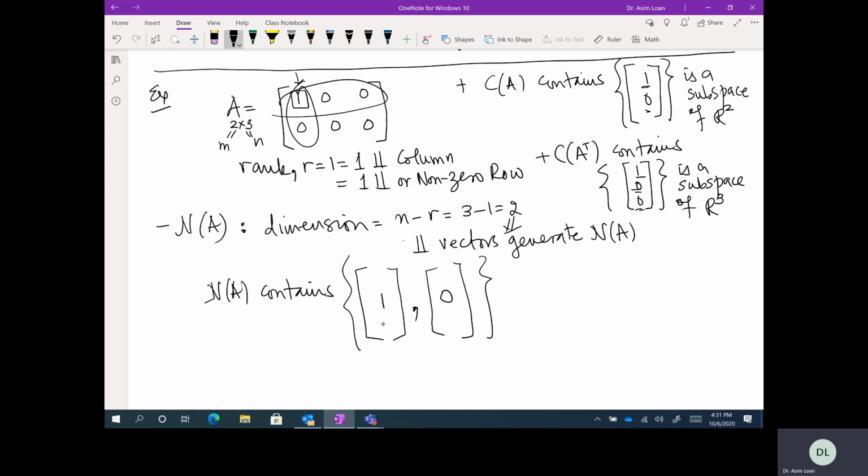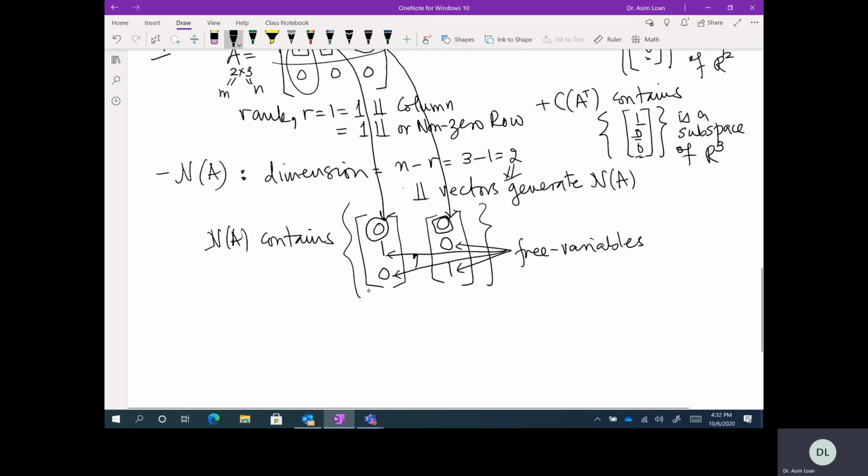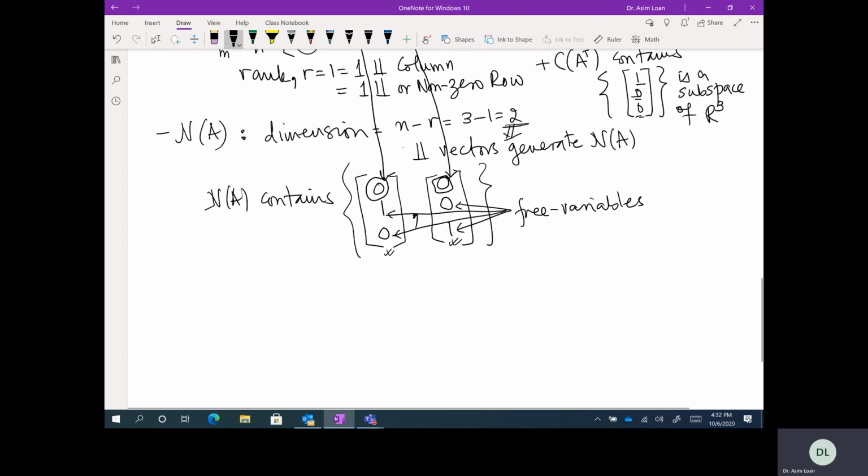So these are the free variables, 1 0 and 0 1. And this one is 0. This is also 0, because this 0 goes here, and this 0 goes here. So it's 0 1 0 and 0 0 1. These are the vectors that generate the null space, and there are 2 of these. So these are the 2 vectors that generate the null space.